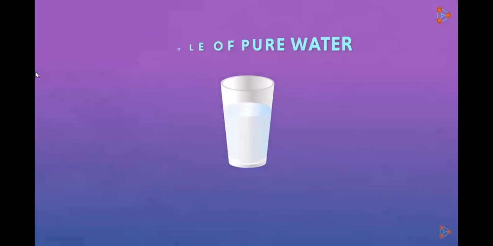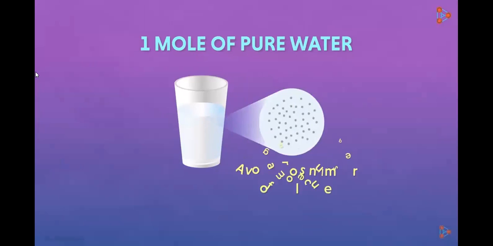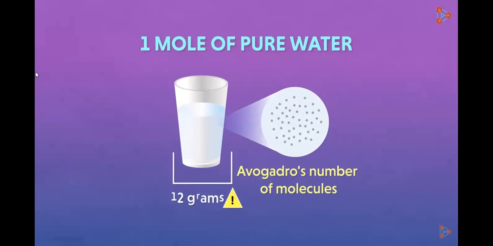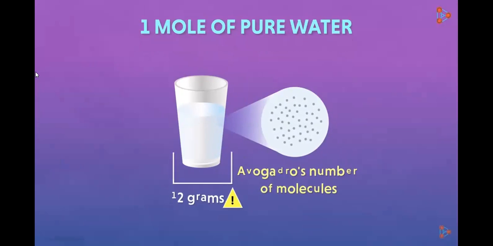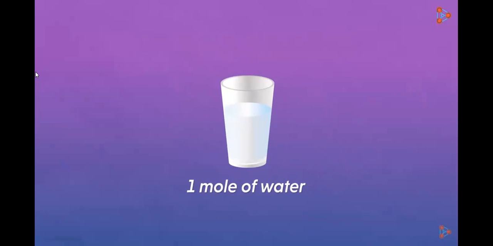Similarly, 1 mole of water will have the Avogadro's number of molecules, but it will not weigh 12 grams. So if we take 1 mole of water and find its mass, we get the answer as 18.015 grams of water. And I'm sure you know why.